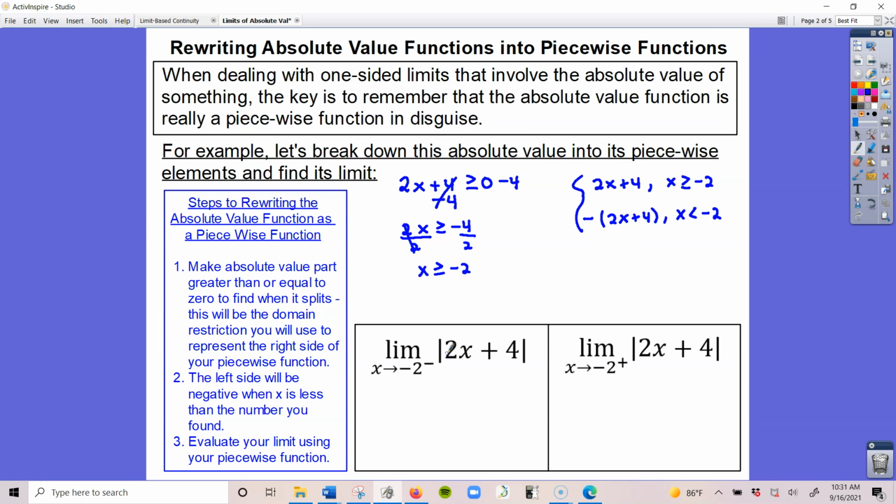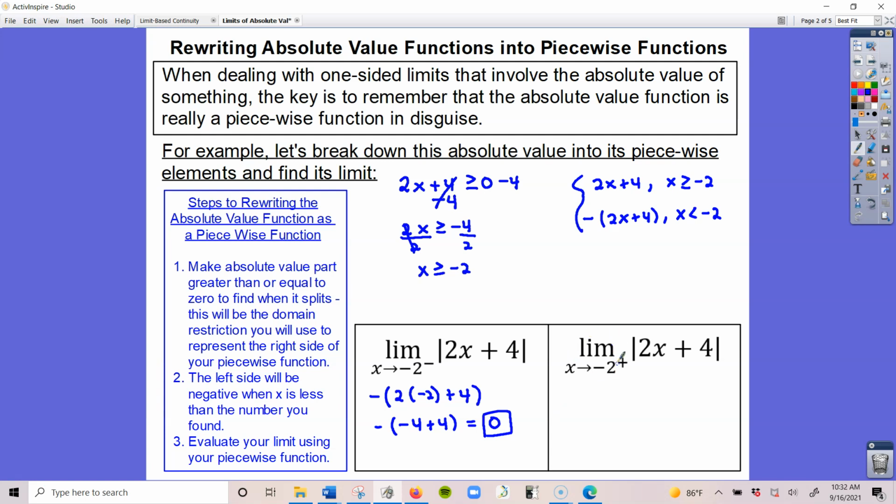Now if I want to calculate the limit as x approaches negative 2 from the left, I use this bottom equation, because this is when x is less than negative 2. So I am going to use that equation to plug in negative 2. We get 2 times negative 2, which is negative 4, plus 4, which gives me 0. So negative 0 is just 0.